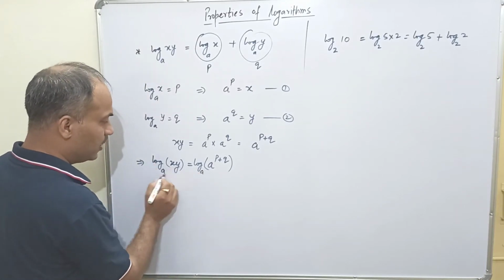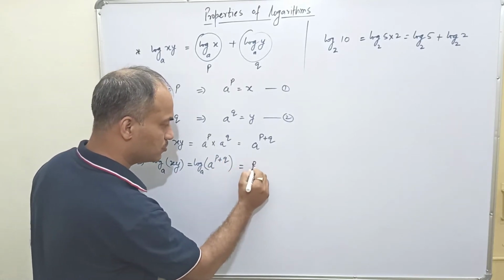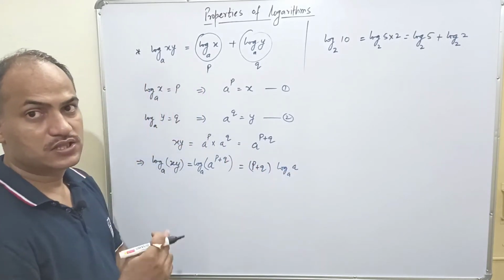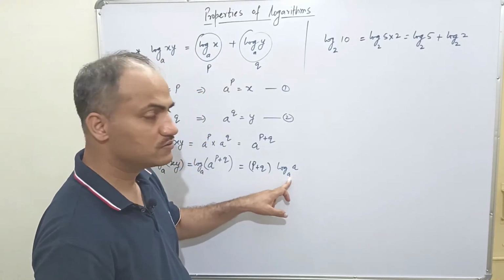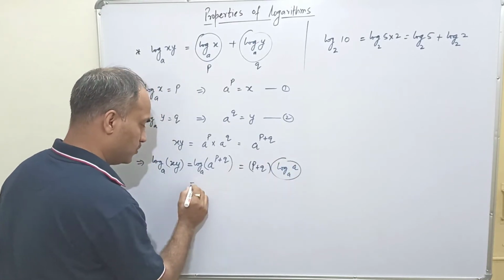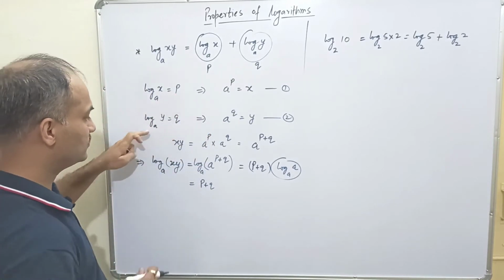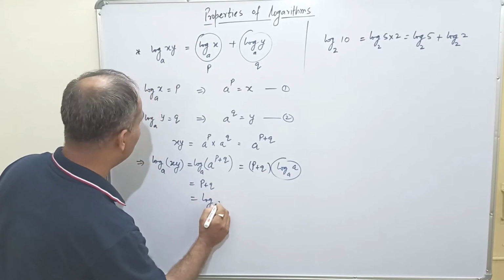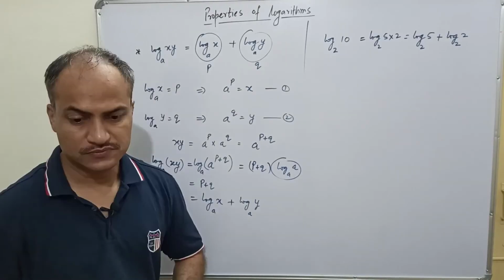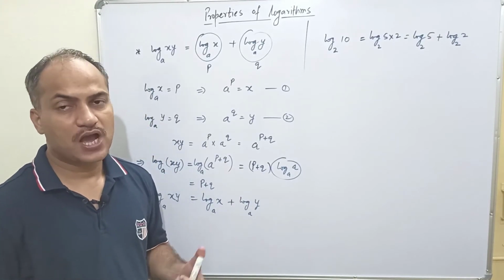Now what happens here? This value is the same. We can apply the previous property that this exponent will come out. So this will become p plus q into log a to the base a. There was a formula that log a to the base a, if these two values are same, is equal to 1. So we get p plus q. And what is p and q? p means this value and q means this value. So let us put the values: log of x to the base a plus log of y to the base a. In this way we can prove the formula. It is applicable at many places. This derivation actually helps a student in understanding how this formula came.